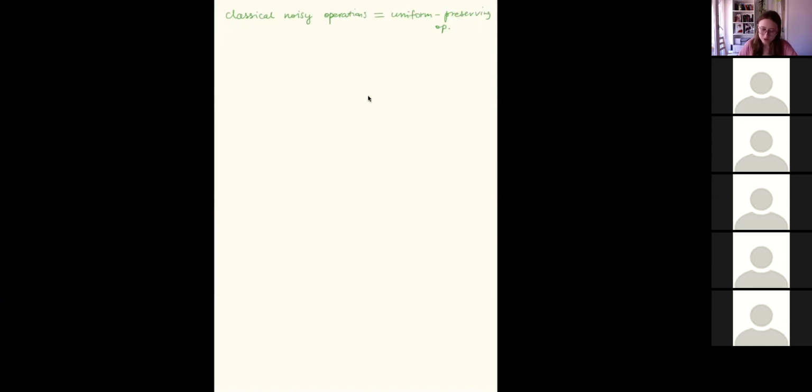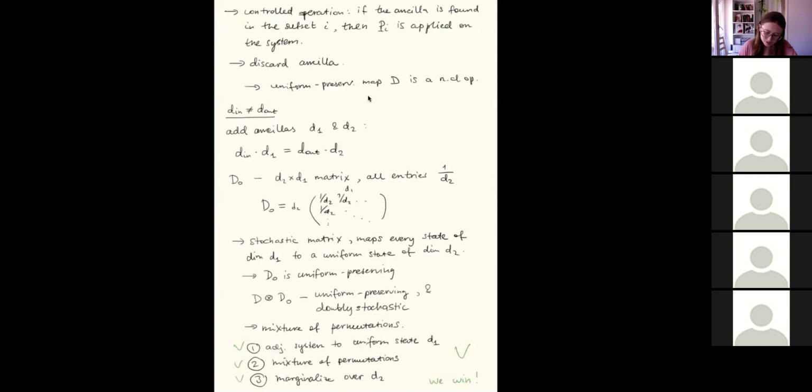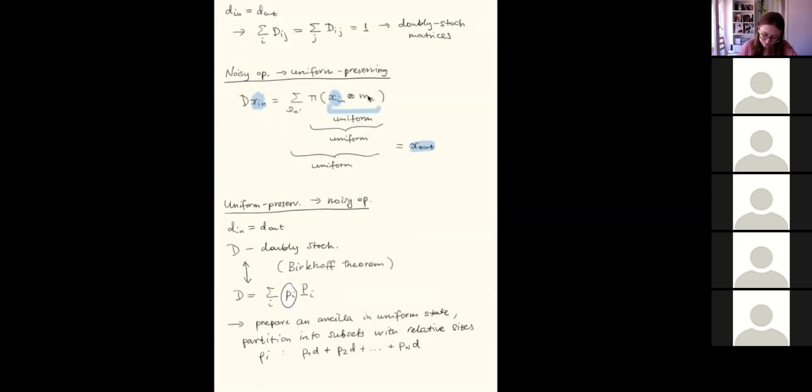Okay, very good question. It's a bit of a subtle point. When we are performing our partition into subsets of the ancilla space with a relative size p_i, we can always choose an ancilla of arbitrarily large size. So we always choose the size such that all p_i d are integers.